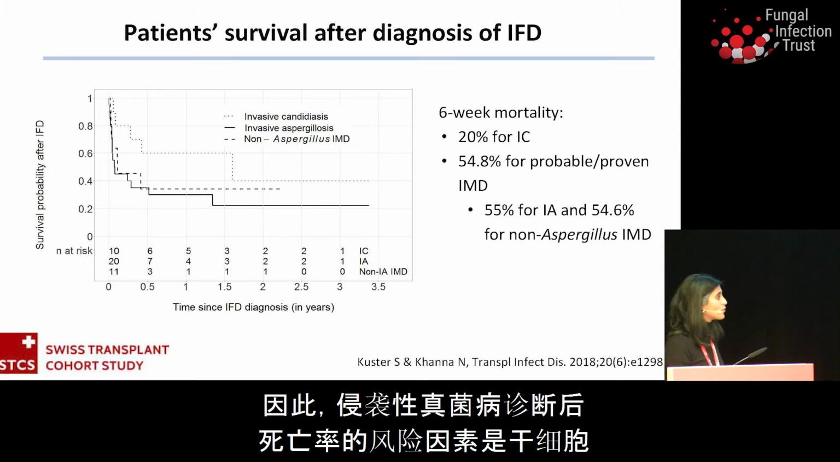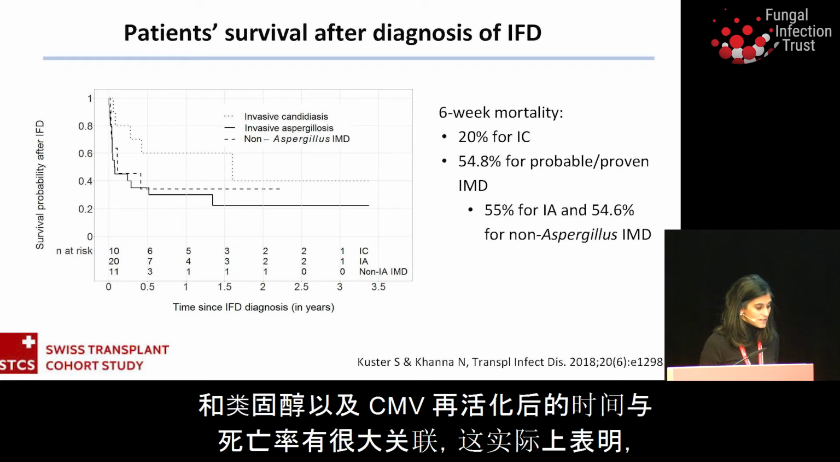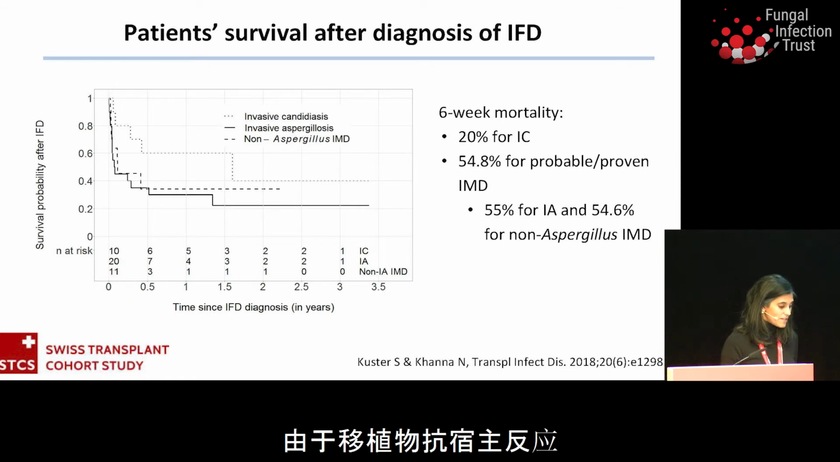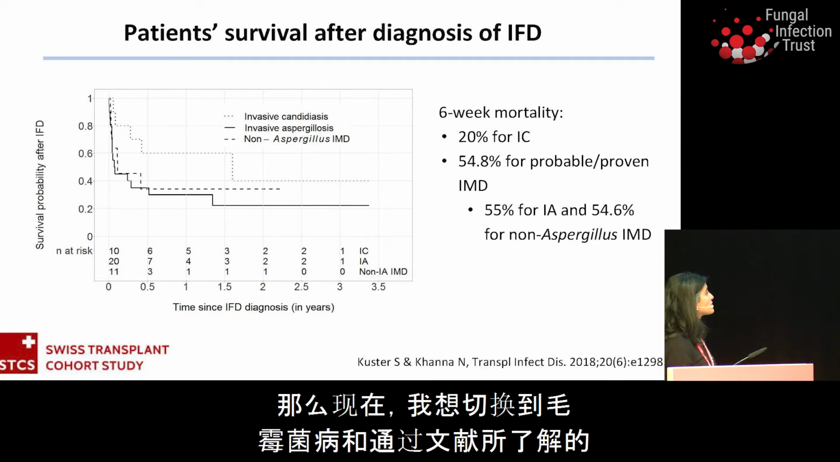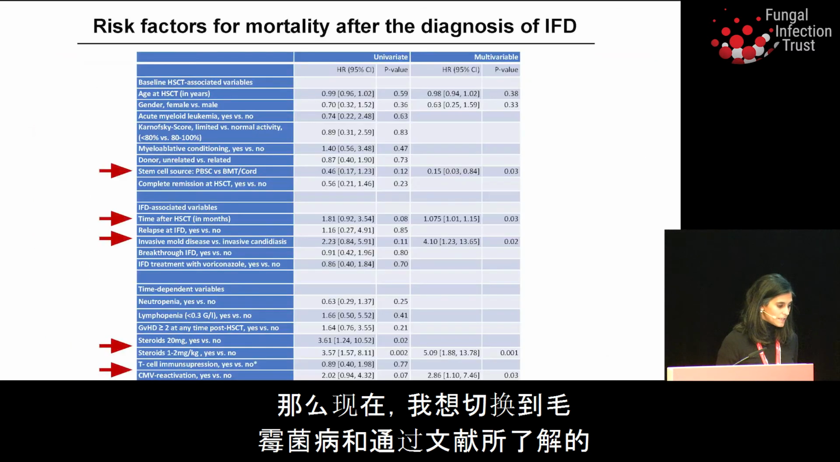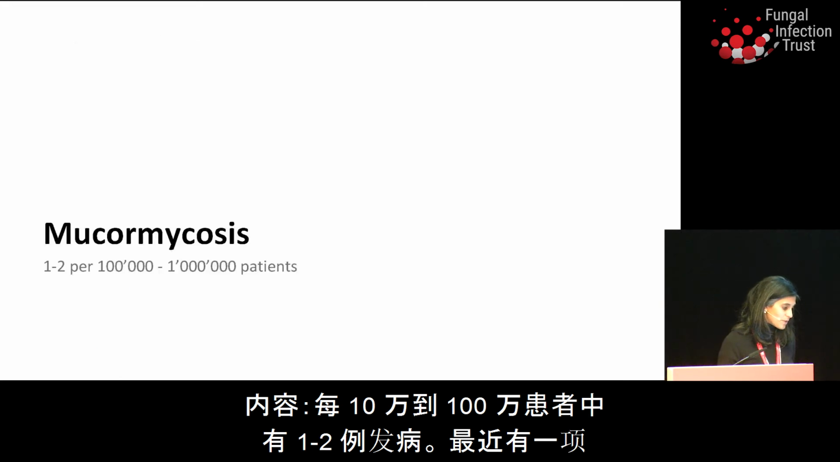So risk factors for mortality after the diagnosis of invasive fungal disease were the stem cell source, so bone marrow transplantation was associated with a higher mortality. The time after stem cell transplantation plus steroids and CMV reactivation were highly associated with mortality, which actually shows that the patients who were suffering from immense immune suppression due to graft versus host disease were at risk for a higher mortality.